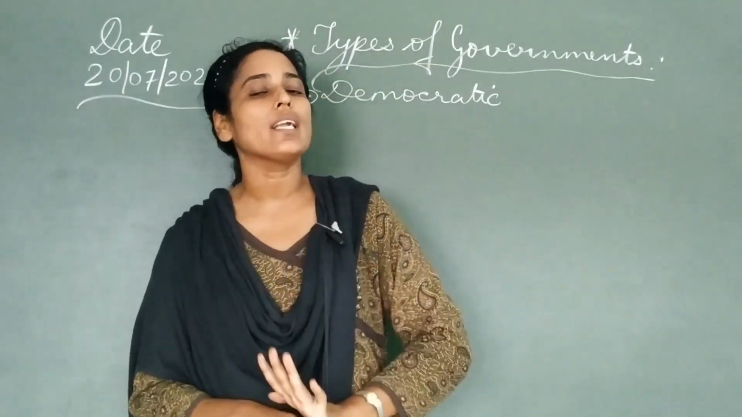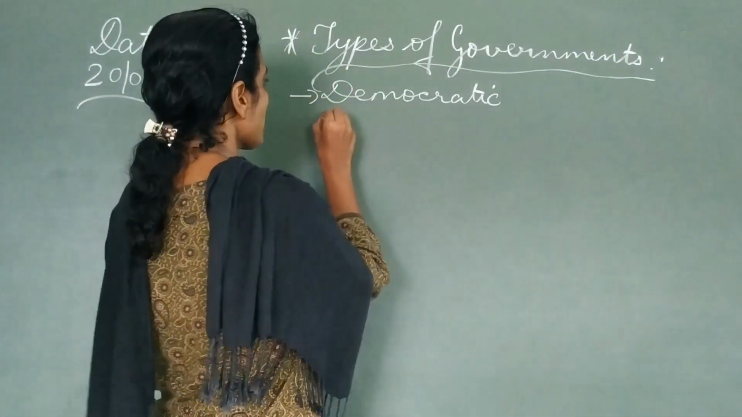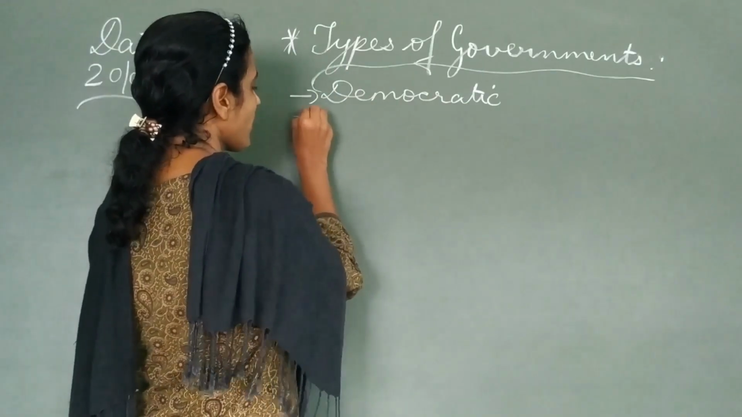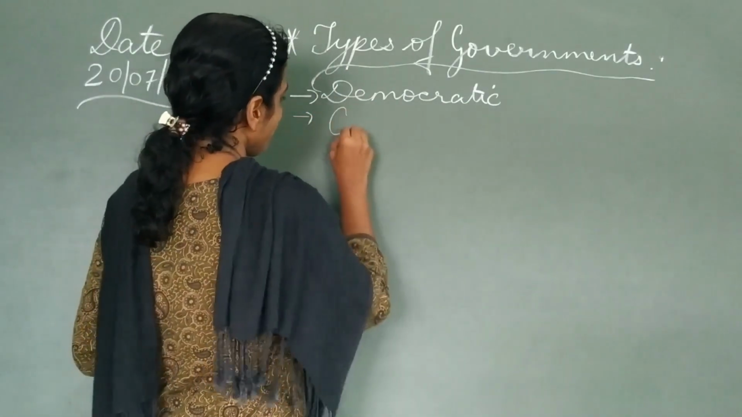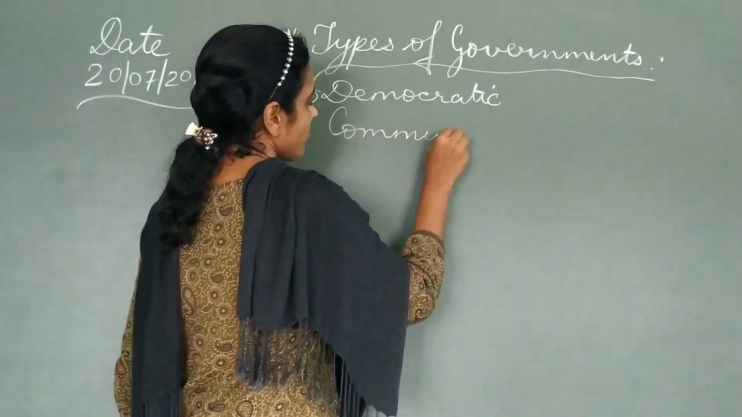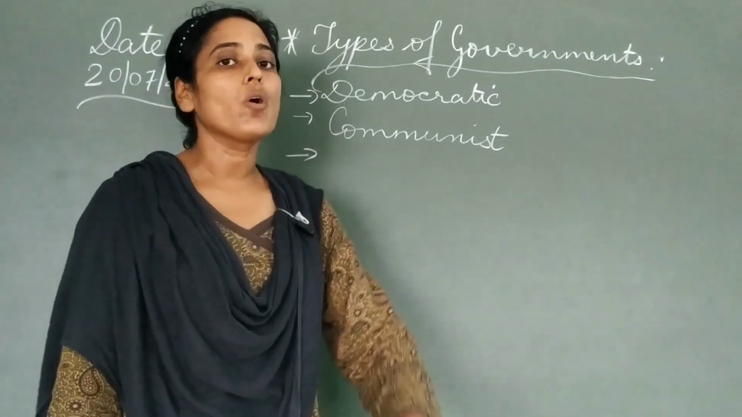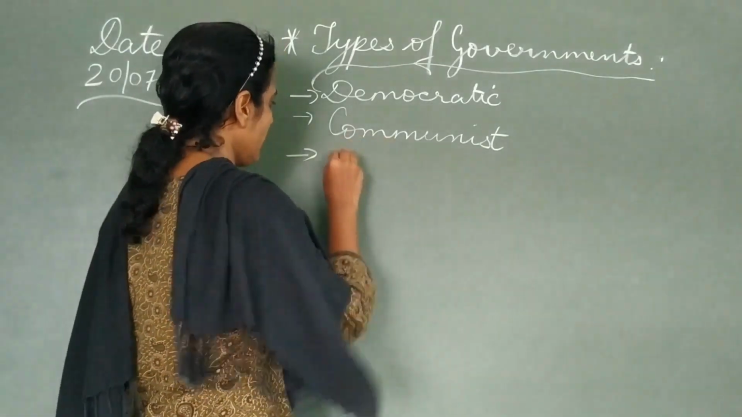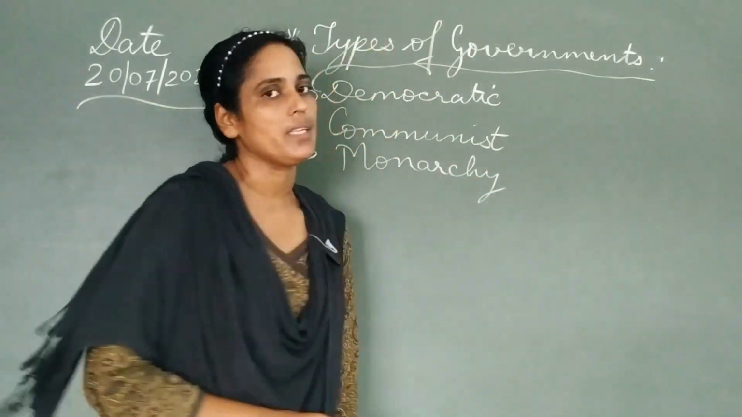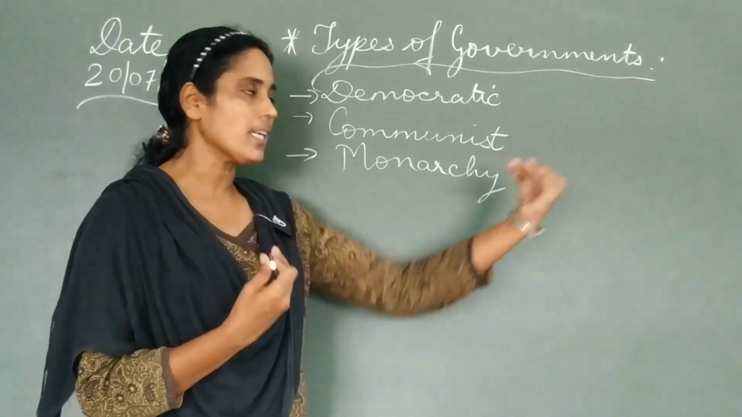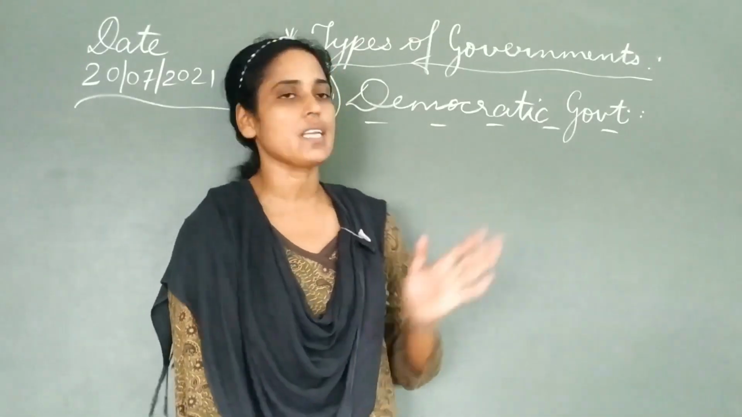There are three main types. Okay. First we will see the names of three main types. First we have a democratic government. Second we have the communist government. Third we have the monarchical government or monarchy. Okay. All the three are the different types of government or way of governance. We'll study each one of these. Okay students? So students, let's see the first one, that is democratic government.